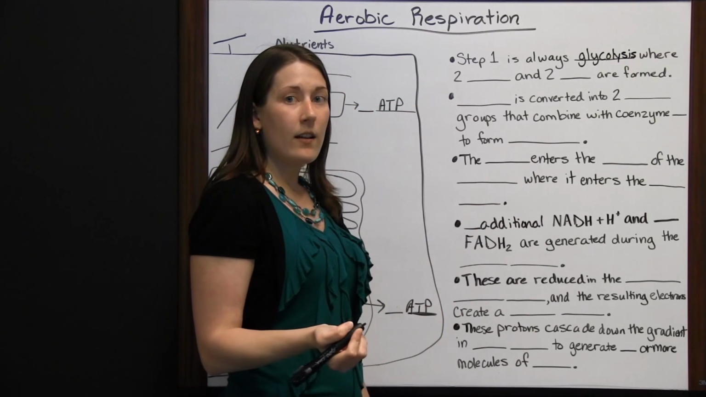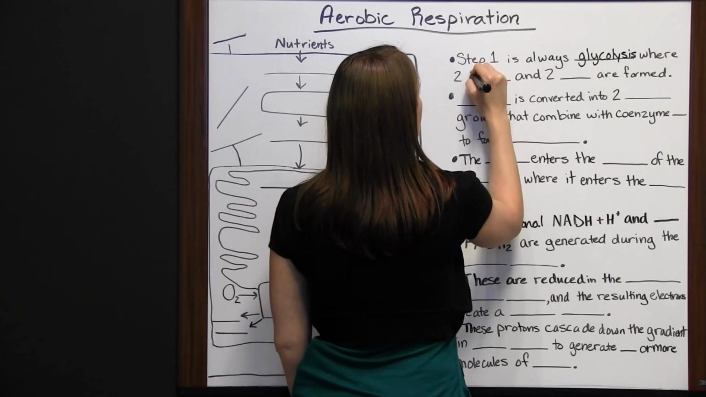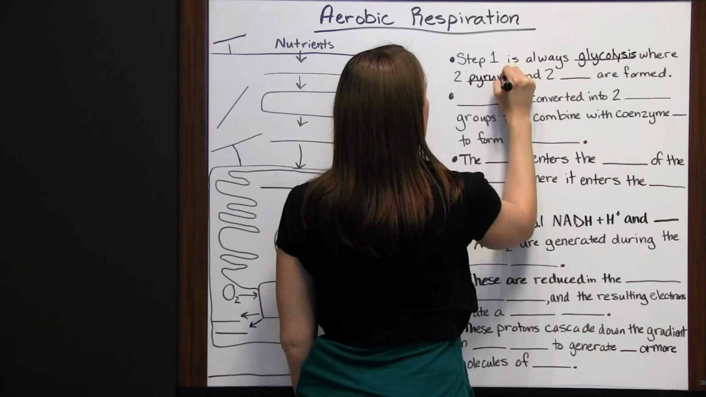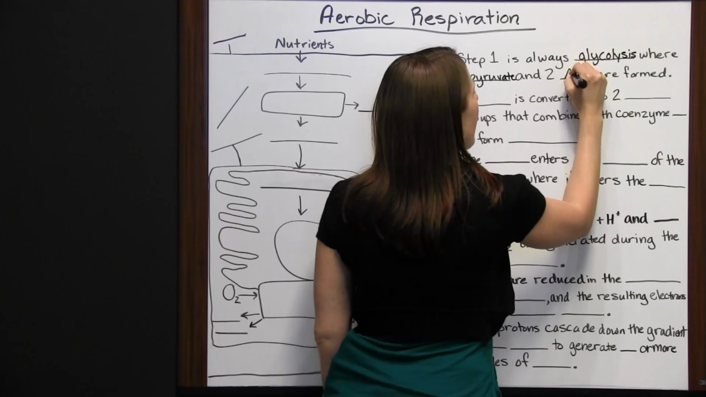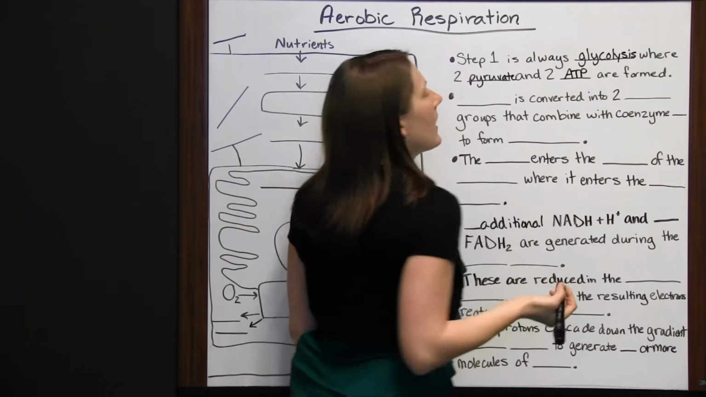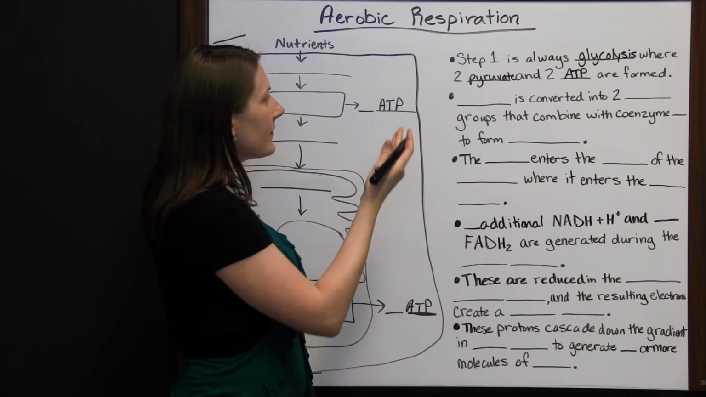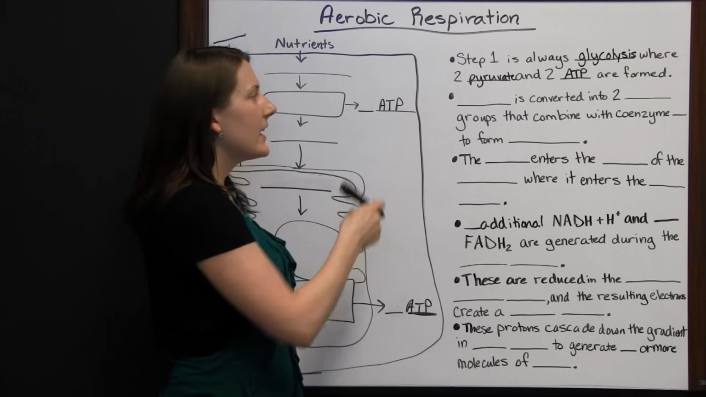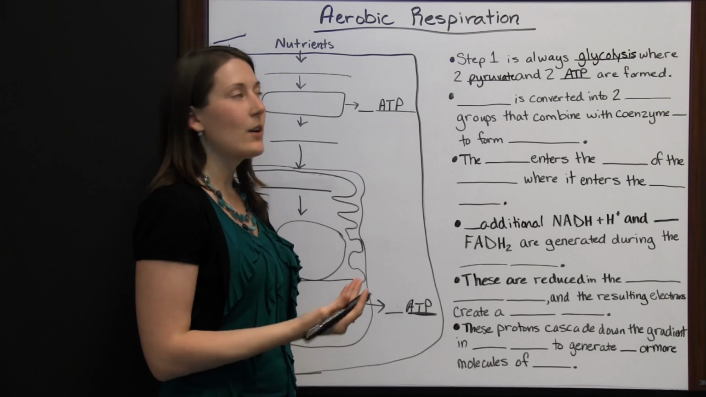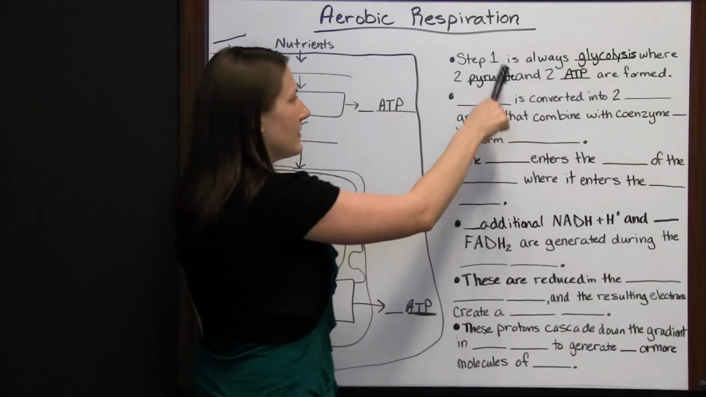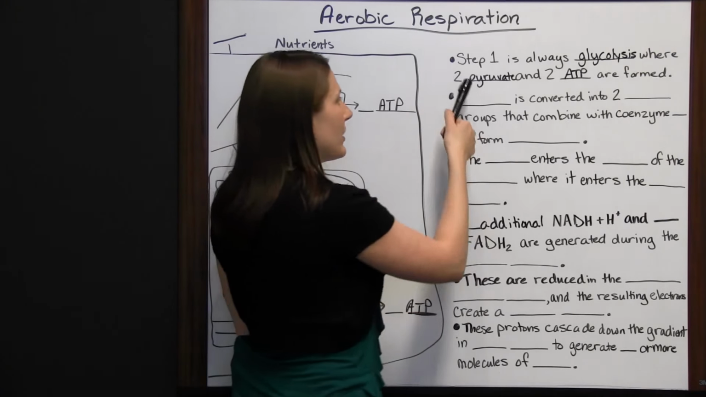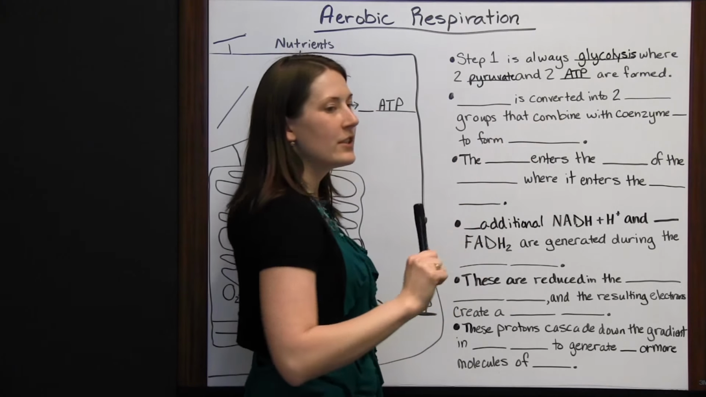And during glycolysis, you have 2 pyruvate and 2 ATP molecules that are formed. So that gives you a little bit of energy and the pyruvate to start the rest of the aerobic respiration process. So step 1, glycolysis, where you get the pyruvate and the energy that you need to keep going.